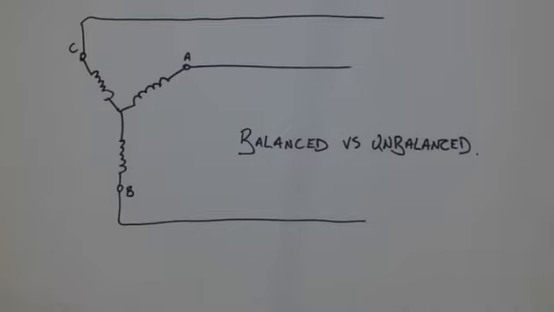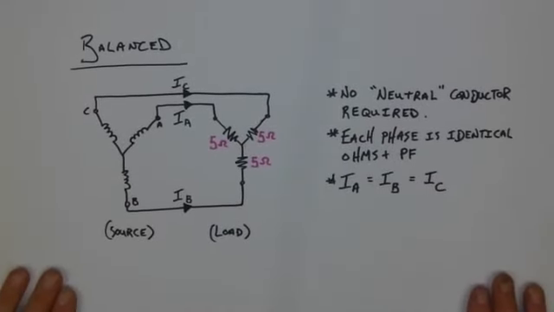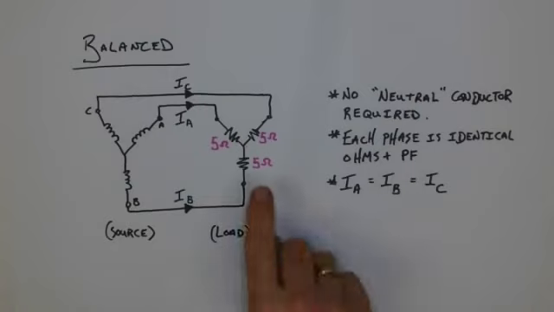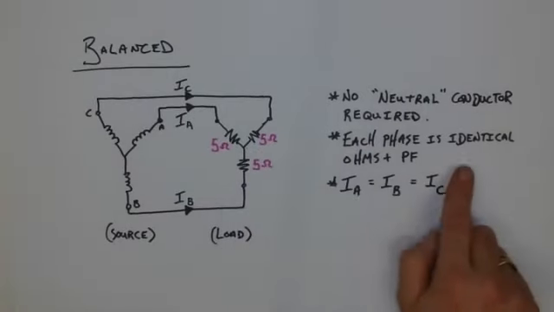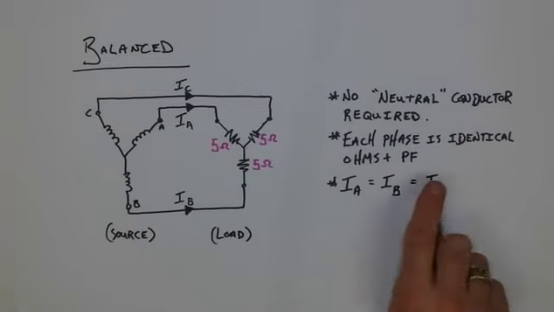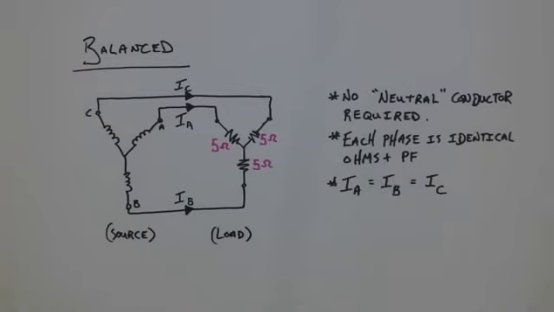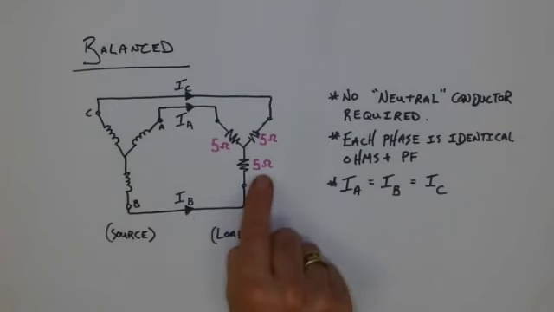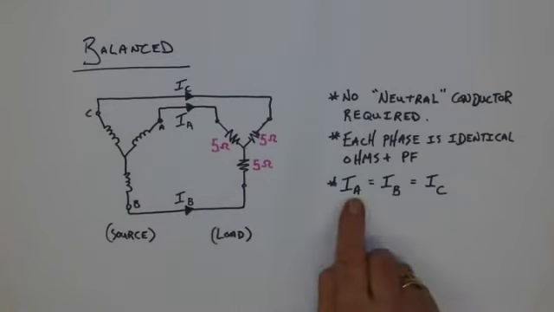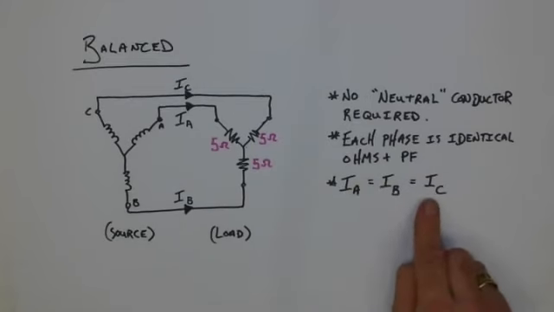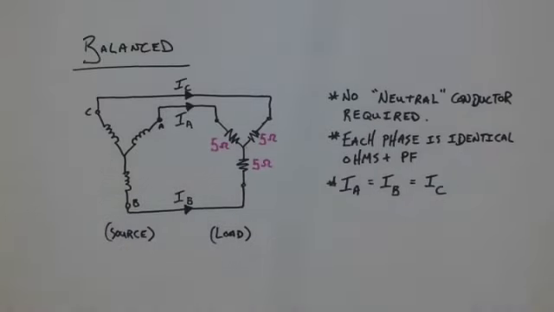Now there is a little bit of a difference between something referred to as a balanced system and an unbalanced system. Up to this point, we've been looking at examples that had no neutral conductor. Now that's because these were balanced, and that simply meant that each phase had an identical ohmic and power factor type of single phase load. So 5 ohm, 5 ohm, 5 ohm, all resistors. The current in A should equal the current in B, should equal the current in C. And due to that, there's no unbalanced value of current that would necessitate a neutral conductor.